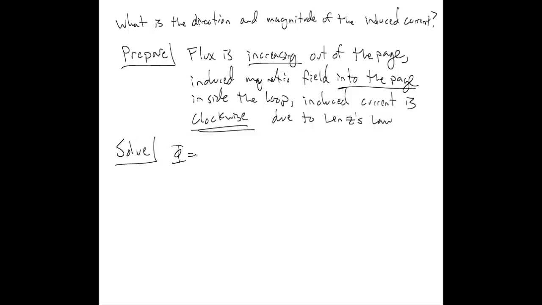And so we're going to have to calculate the amount of flux inside of the loop. And the flux is the area of the loop times the magnetic field inside the loop. So the change in the flux is the area times the change in the magnetic field. The area of the loop isn't changing.